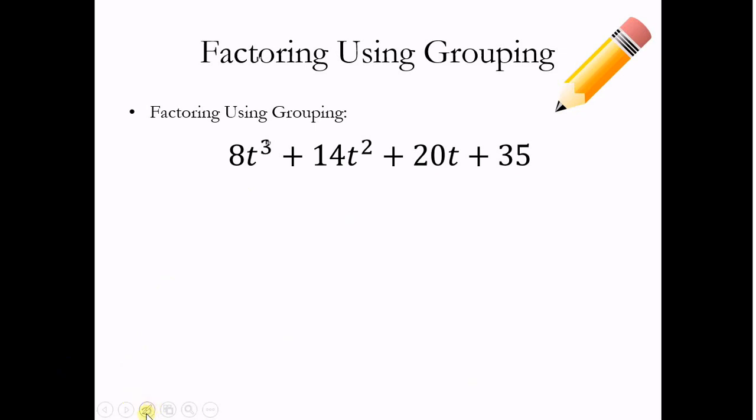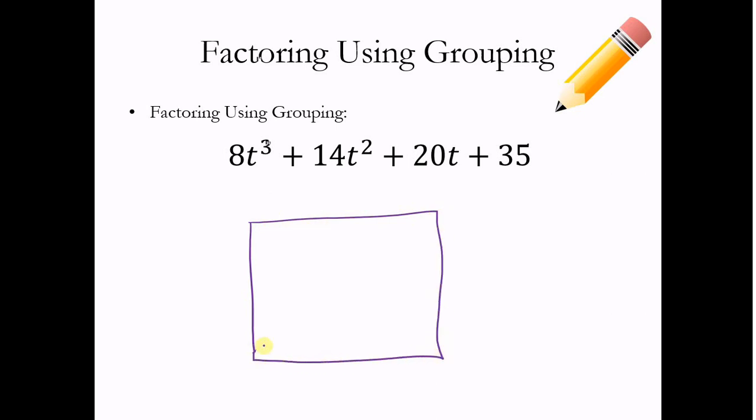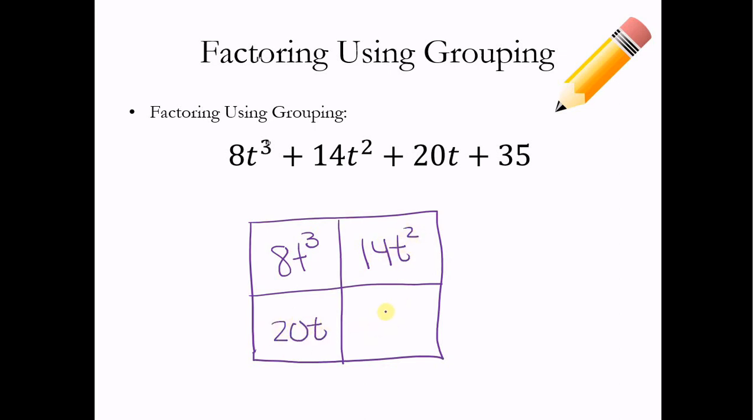First things first, you're going to make yourself your box. Write your 4 terms on the inside. So 8t cubed, 14t squared, 20t, 35. Put my little curves on my t's. So now I need to figure out what's the GCF of 8t cubed, 14t squared.